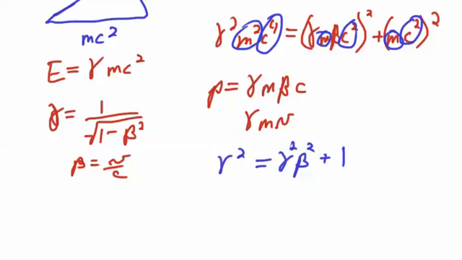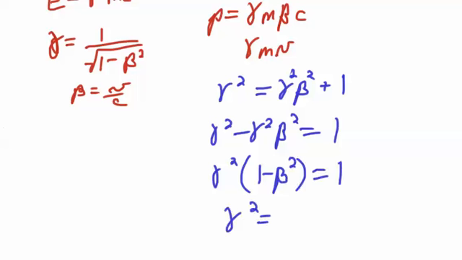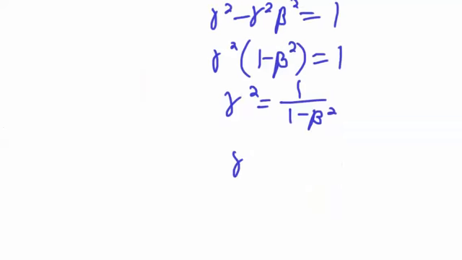I'm going to bring this gamma squared minus 1 over here. No, I don't want to do that. I want to solve for gamma, right? I'll take gamma squared minus gamma squared beta squared equals 1, which means factor out the gamma squared, we'll have 1 minus beta squared equals 1. And guess what? Gamma squared equals 1 over 1 minus beta squared, and gamma equals 1 over the square root of 1 minus beta squared.